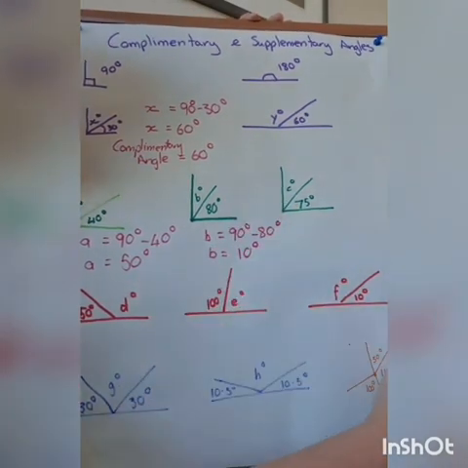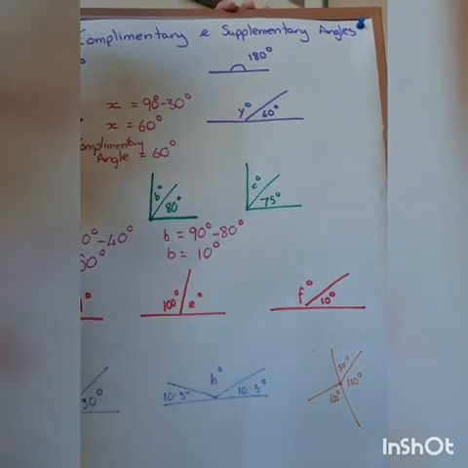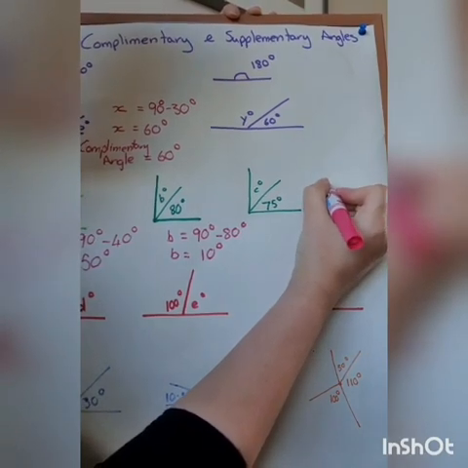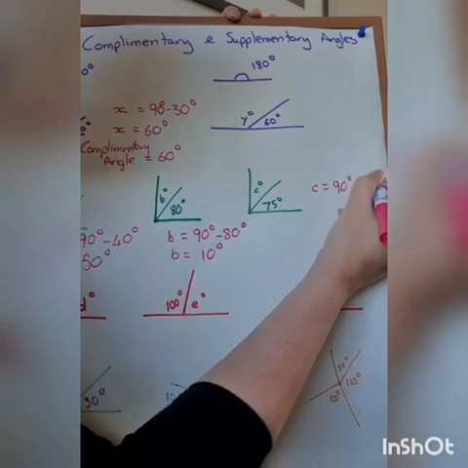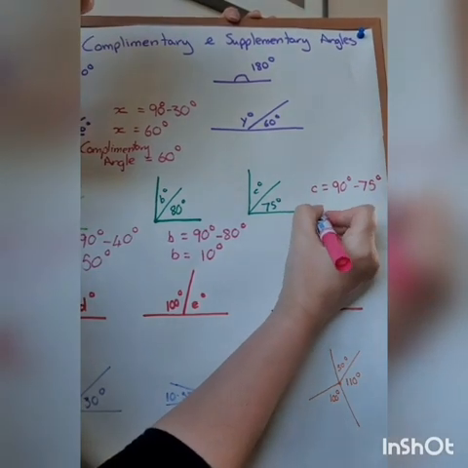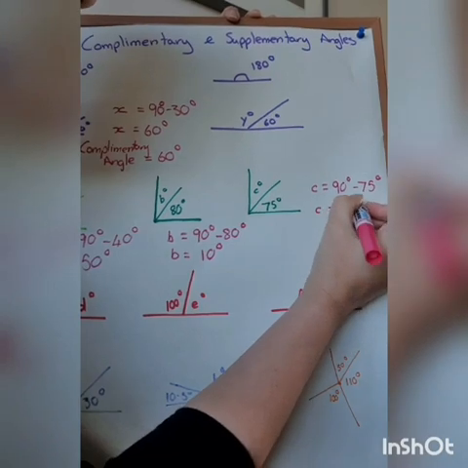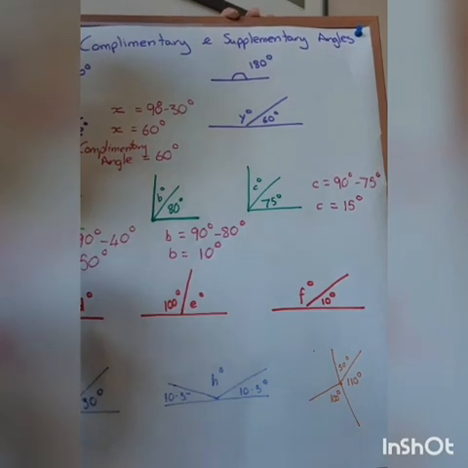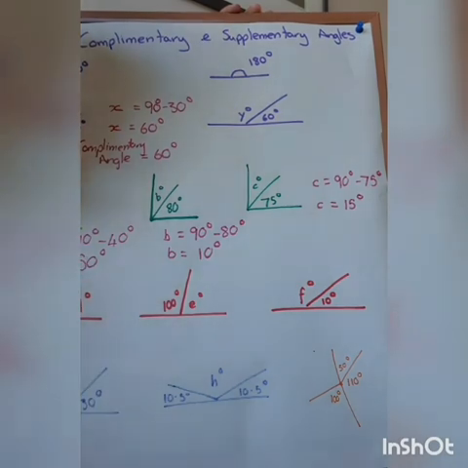And in our final example here, we have 75 degrees and our unknown, our complementary angle. So our complementary angle here is 90 degrees, take away 75 degrees, and therefore C equals 15 degrees. And that is our complementary angles. That is the first task that I've shared for you to do today.